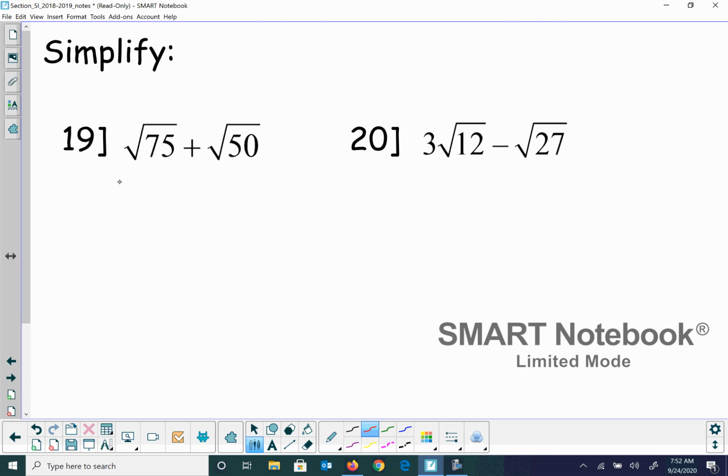On this particular one, let's break this up. That's going to be 25 times 3, which is going to give me 5 root 3. This is going to give me 25 times 2, which is going to give me 5 root 2. I cannot go any further with that because I have two different radicals.